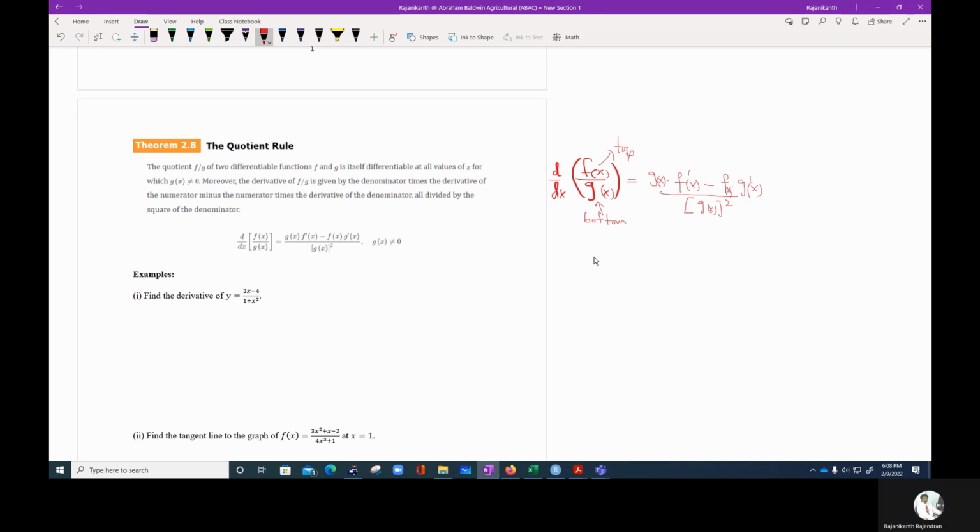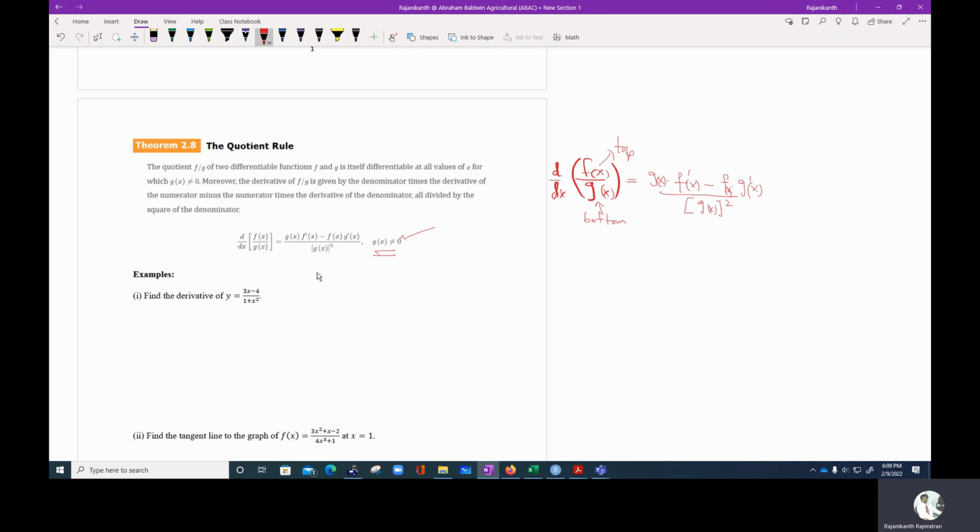Okay, one more thing here. The denominator function should not be equal to 0. If the denominator function is 0, it is undefined, so you will not get any real derivative answer. Therefore, this condition should be there for the quotient rule. The denominator function should always not be equal to 0.